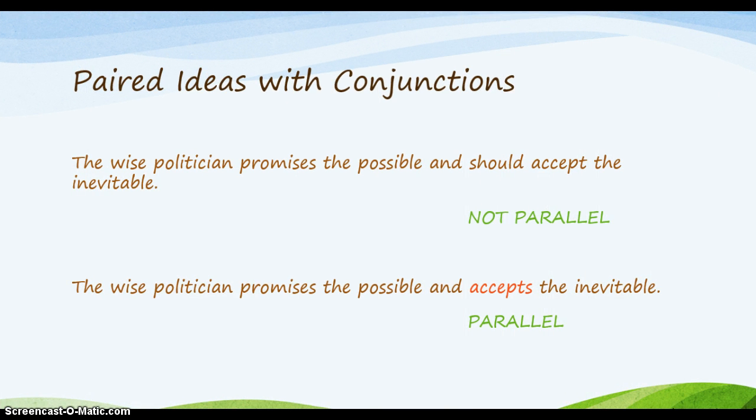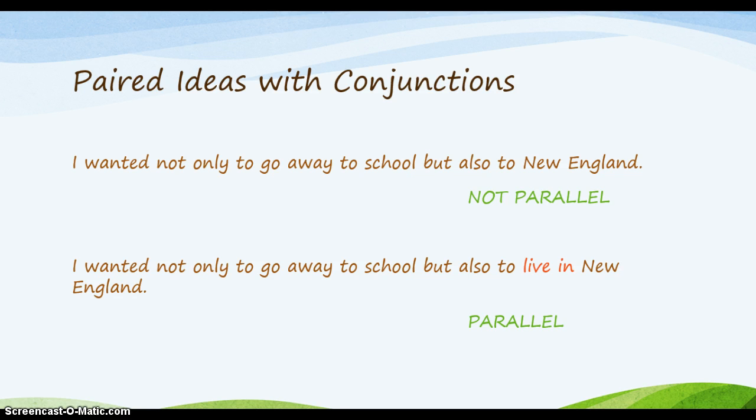The wise politician promises the possible and should accept the inevitable. This is not parallel. It's easy to make it parallel by changing the verb a little bit. The wise politician promises the possible and accepts the inevitable. So on one side of the coordinating conjunction and, we have promises the possible. On the other side, we have accepts the inevitable. The same verb structure, the same clause structure. That's what makes it parallel. Let's look at another one.